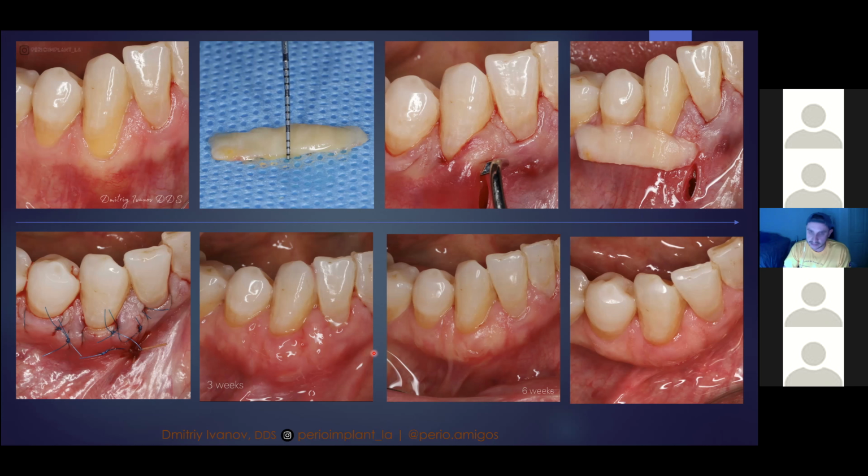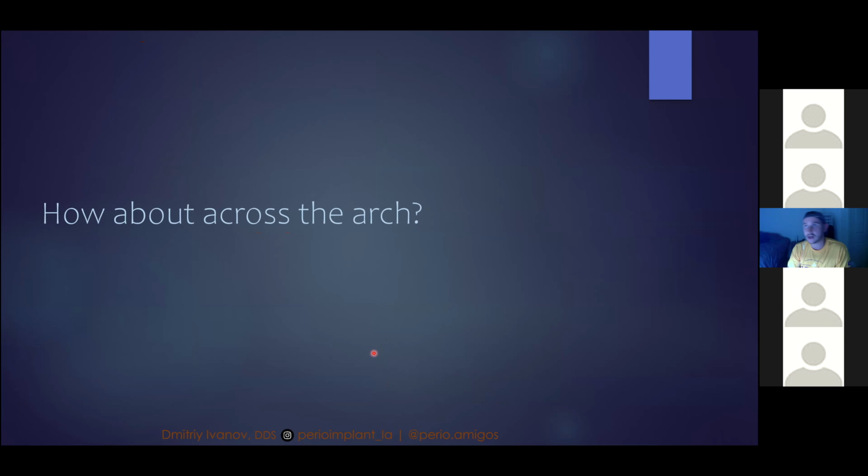But as far as the extraoral, you have to harvest the free gingival graft. You use a brand new blade to remove the epithelium that way as well. So those are the two ways.